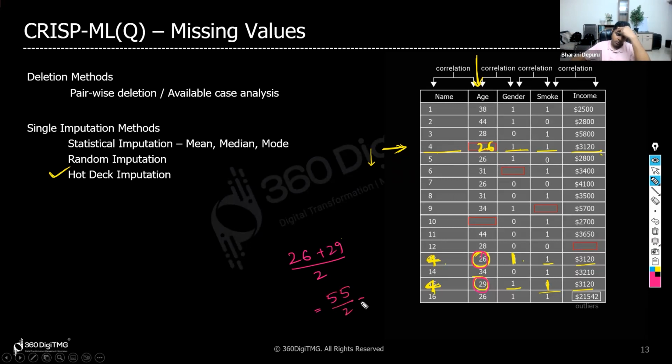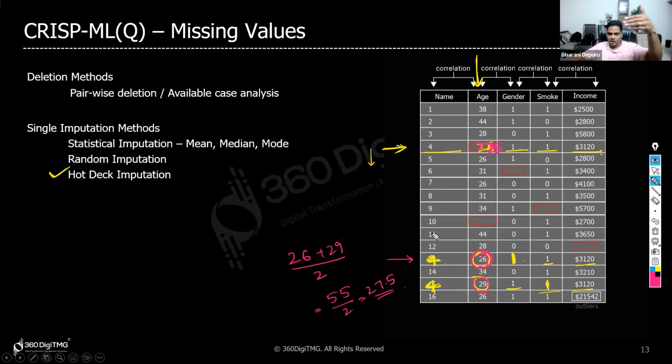55 by 2, which will be 27.5. So if this is the answer, you replace this missing value with 27.5. This is the second variant of hot deck. The first variant is, it will keep looking for a similar kind of row, and it will stop at the first match, and it will replace this in the place of the missing value. So the missing value would be 26.